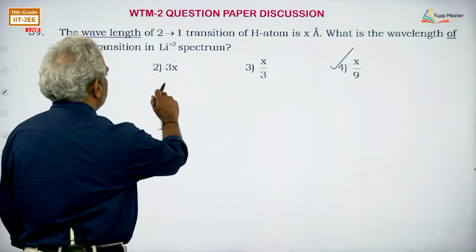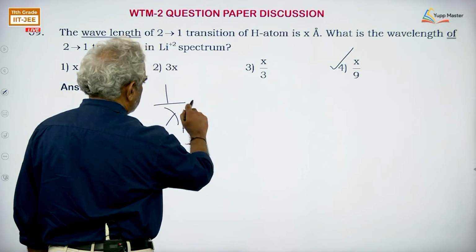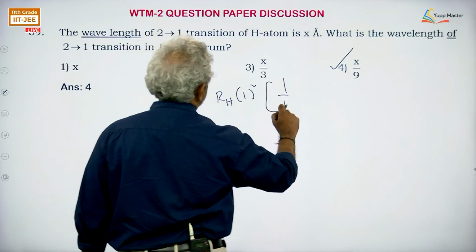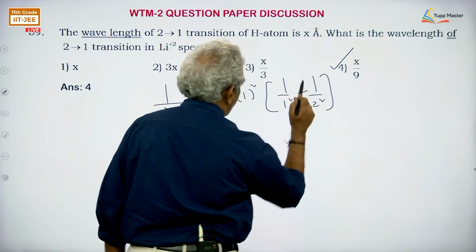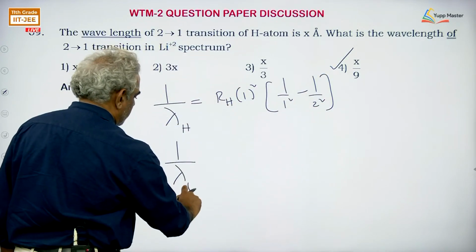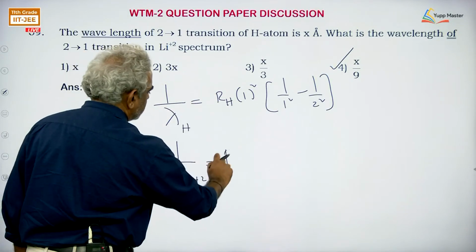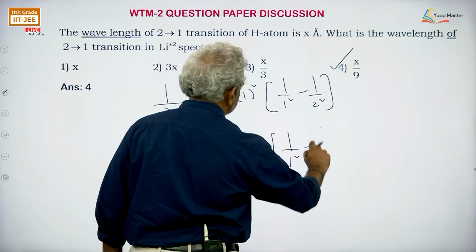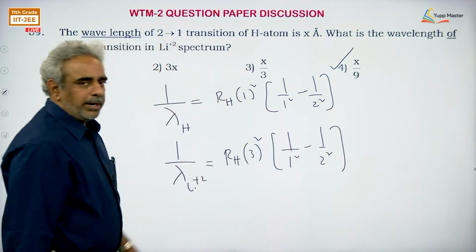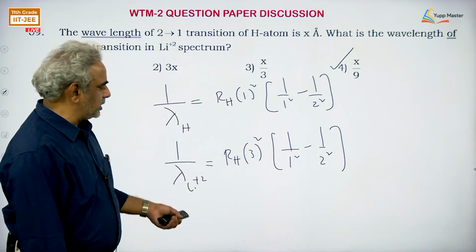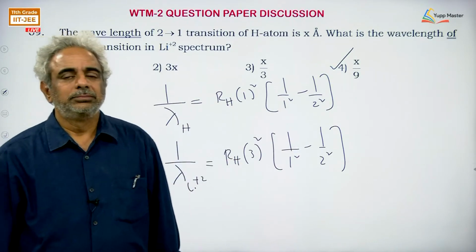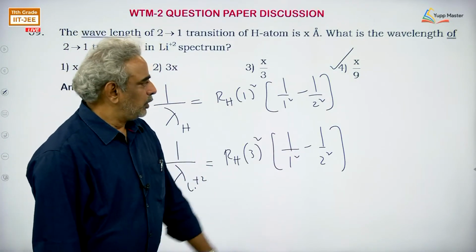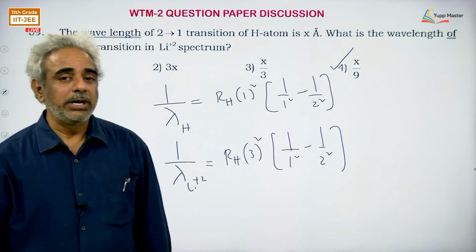Otherwise you have to go for 1 by lambda in hydrogen is equal to Rydberg constant into 1 square into 1 by 1 square minus 1 by 2 square. Again 1 by lambda in lithium plus 2 is equal to RH into 3 square into 1 by 1 square minus 1 by 2 square. And again you divide, cancel that, then this by this will be again 9. One is X, the other one will be X by 9. You will get a shorter wavelength because energy is more in lithium plus 2.